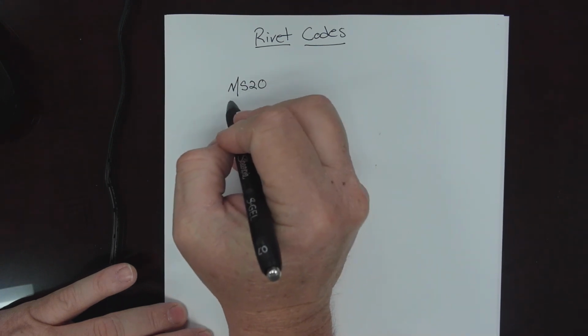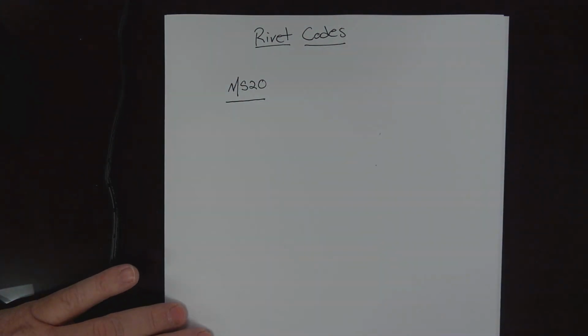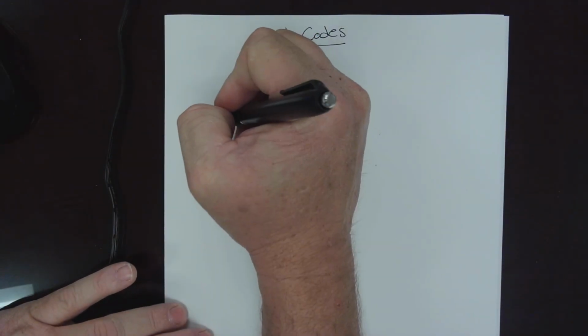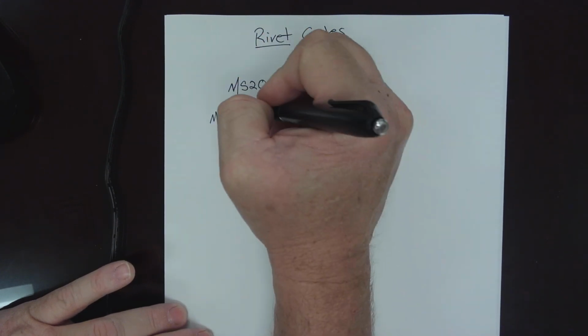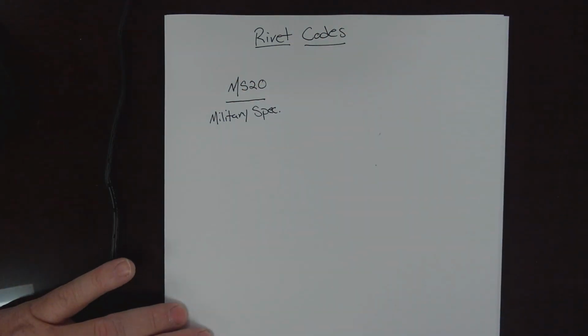So to start with, for our rivet codes, we're going to start off with MS20. This part of the code simply means that this hardware was made under a military specification. It's a mil-spec part. Other common specifications would be AN, NAS. So this simply identifies what specification it's made under.